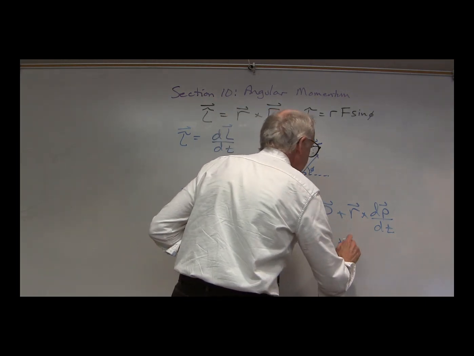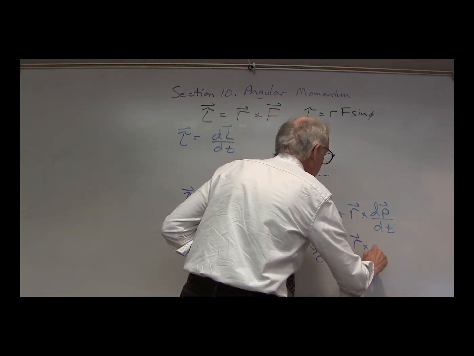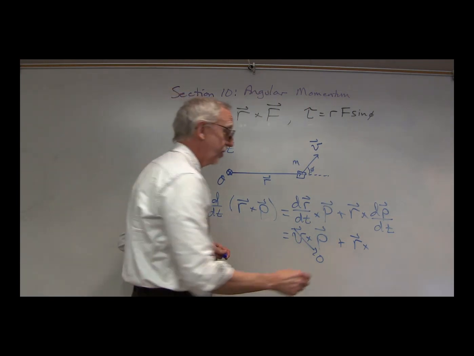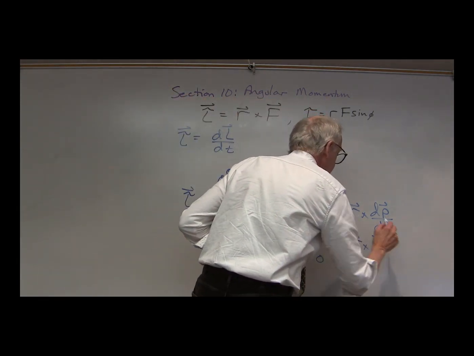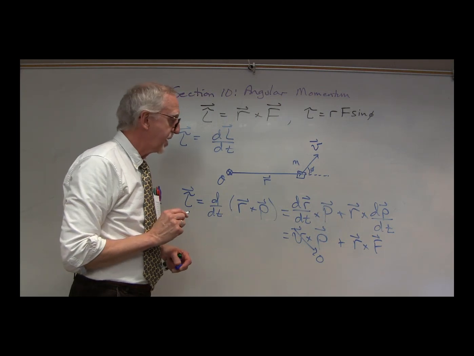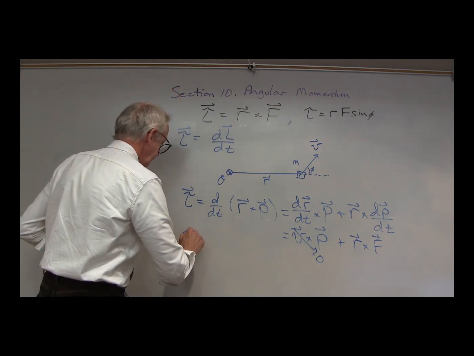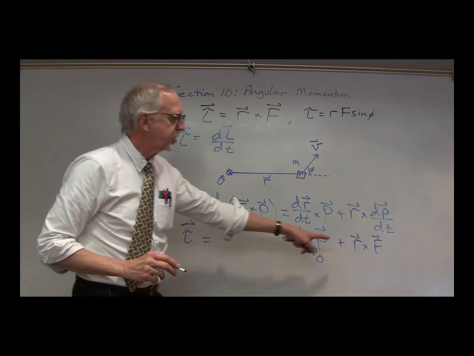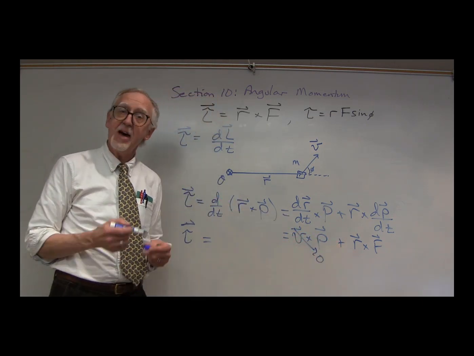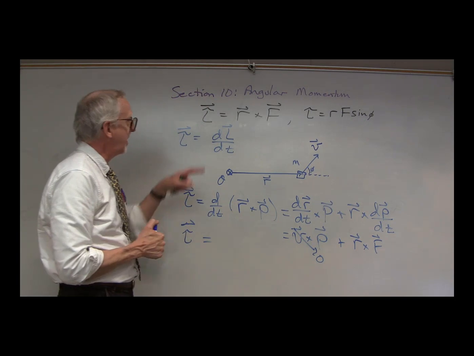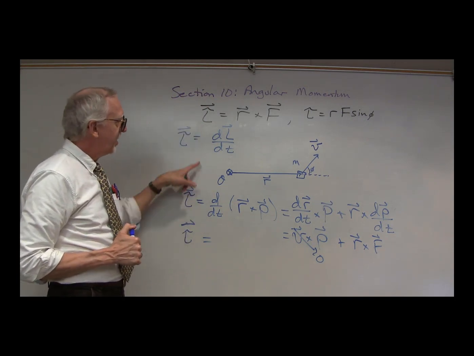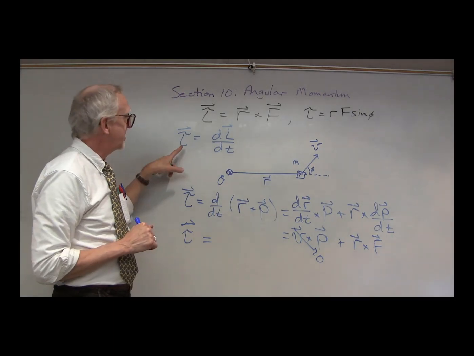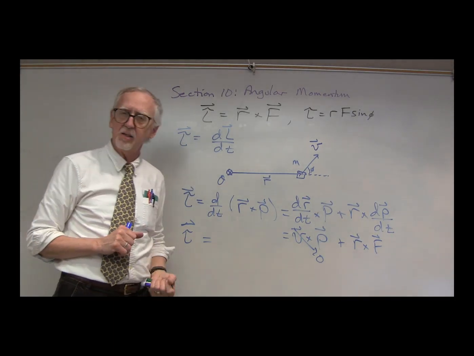And what do we end up with here? Plus r cross, what is dp dt? Oh, that's the force. That is the total force acting on the object. And what do we have? Tau vector equals R cross F? Yes, that is true. That's how we define the torque. So, very good. We still have, with this vector notation, tau is equal to dL dt.